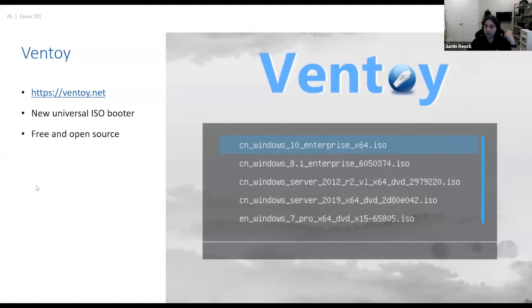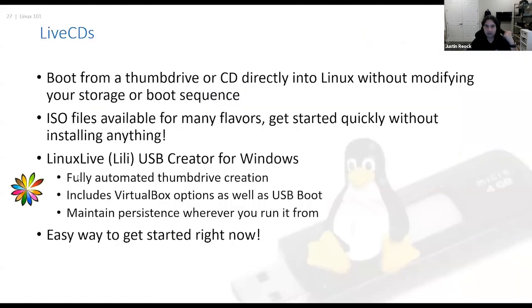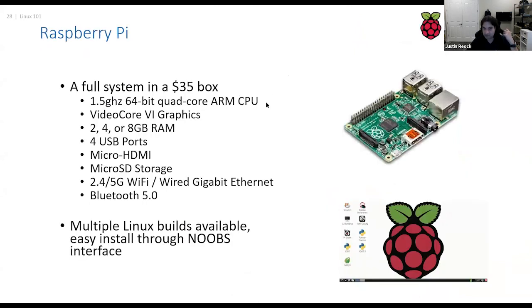Ventoy is very cool. This is pretty new. It's a universal ISO booter, and it's really useful. You can burn this onto the USB drive, and then you can just copy ISOs right into a folder and boot them directly. Linux Live USB Creator is also very nice for quickly getting started. Raspberry Pi, I mentioned this a few times. A $35 box gets you everything you need for a full Linux desktop environment. Really great way to get started.